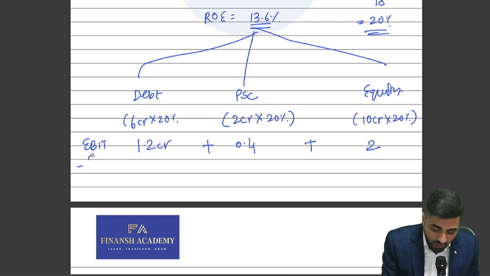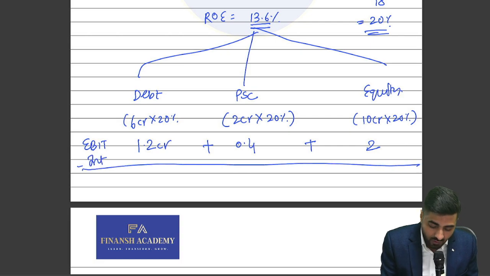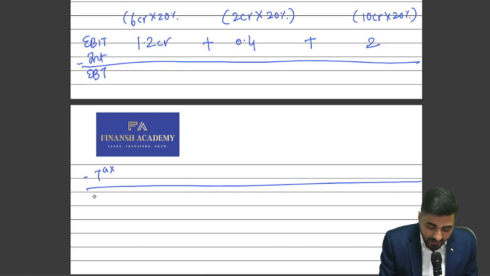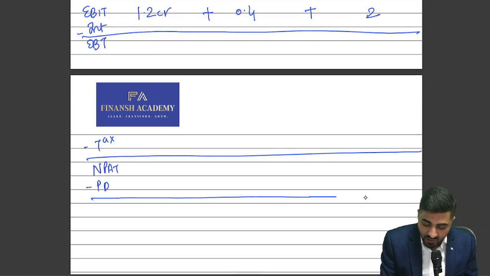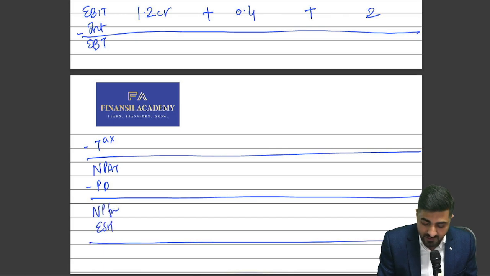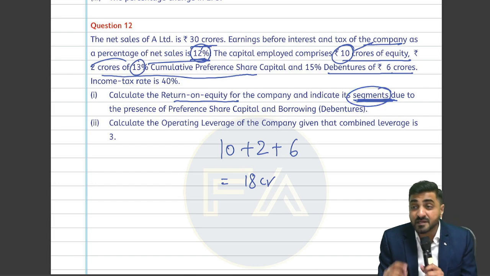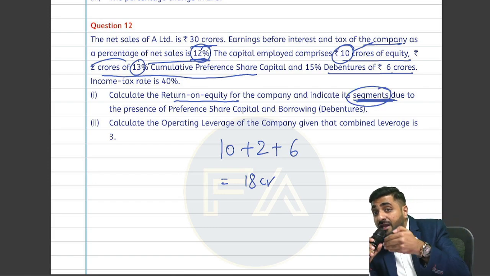From EBIT, what do you subtract? What do you get? EBT. From EBT, what do you subtract? Tax. What do you get? EAT. From EAT, what do you subtract? Preference dividend. What do you get? Net profit for equity shareholder. The question they have asked you: calculate ROE and indicate segments. Segments means what? You have to find out the breakup.